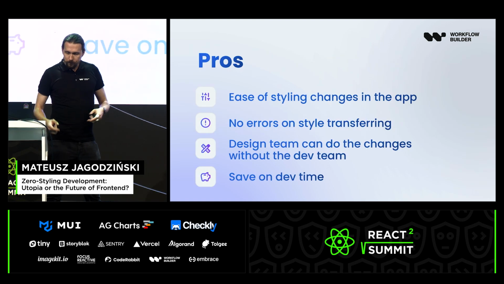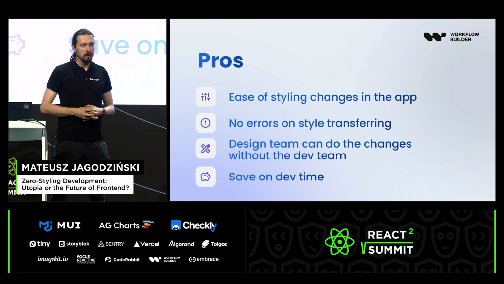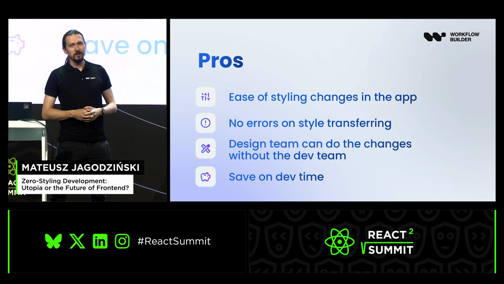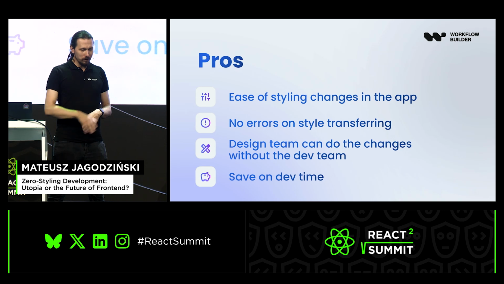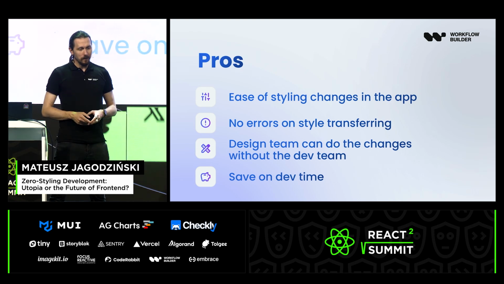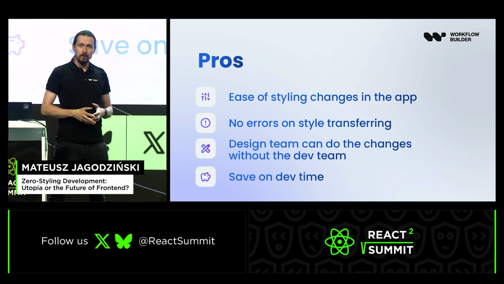So, what does it allow us to do? Well, it makes changes of styling in the app much easier, especially for cases like ours, where very often it's no logic changes, but just making sure that the Workflow Builder setup is following the company branding of the tool that is being used. No errors on style transferring, right? If it's all done by the design team and you reference the token, you can never misspell a property or paste in the wrong number. And the design team can do the changes without the dev team, which is really important.